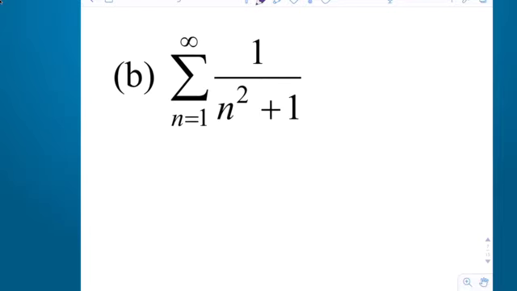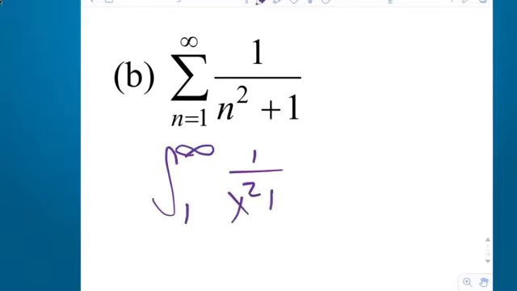Is 1 over n squared plus 1 something we could integrate, or 1 over x squared plus 1 with respect to x? Yes. So let's write it. The integral from 1 to infinity of 1 over x squared plus 1 dx is something we know how to integrate. Is it decreasing? Yeah, the denominator is getting bigger faster than the numerator. Is it continuous? Yeah, for all values to the right of 1. Is it positive for all values bigger than 1? Yeah.